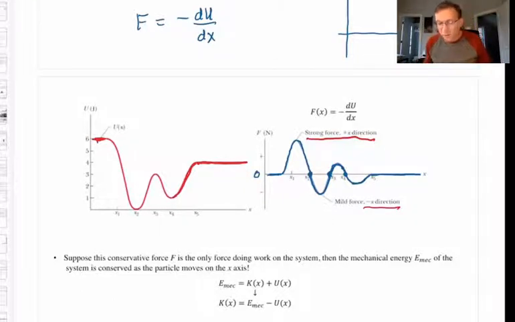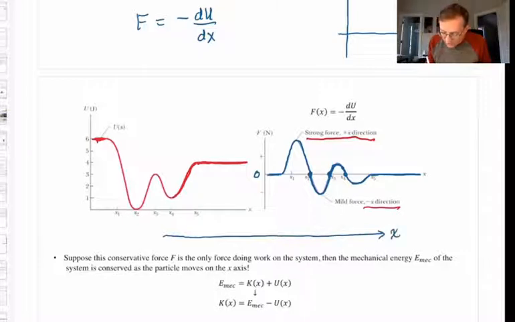All right, now here's what I want us to try. I want us to try a little practicing here, interpreting these graphs. Let's imagine the following scenario. We have an x-axis, and I'll start it at the origin, and we'll never go to the left of that, because we don't have any potential energy information to the left of the origin. And we're going to have a particle moving on this x-axis, under the influence of this conservative force with its corresponding potential energy function.